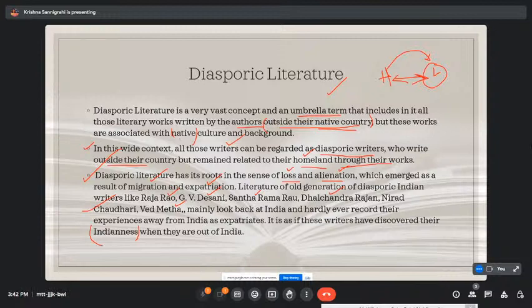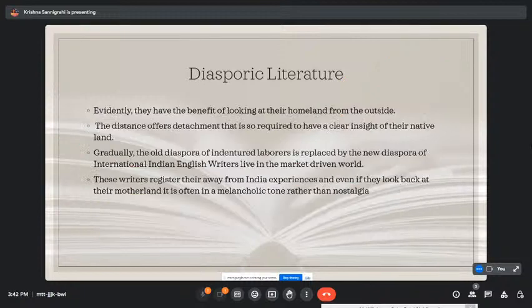As a result, your Indianness, your feeling for your country perhaps gets even stronger when you go to another country. And this is what gets projected in the diasporic literature, because it's an outlet of the soul for the people who are living outside India.